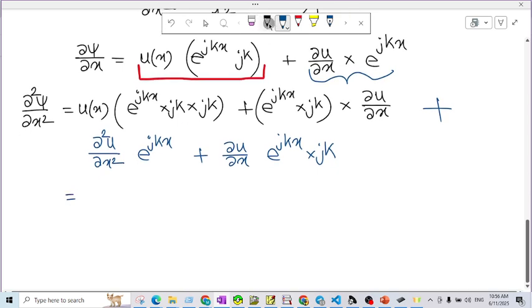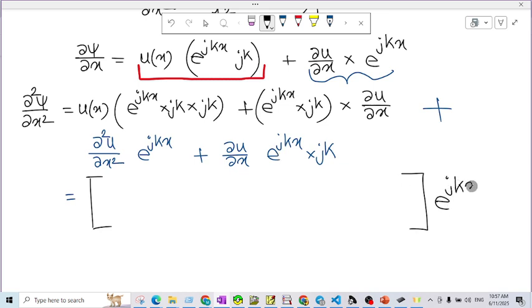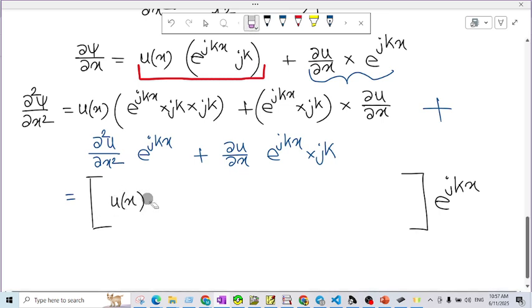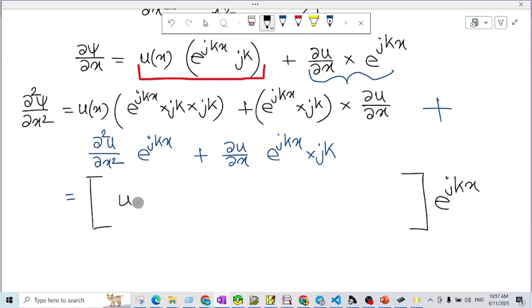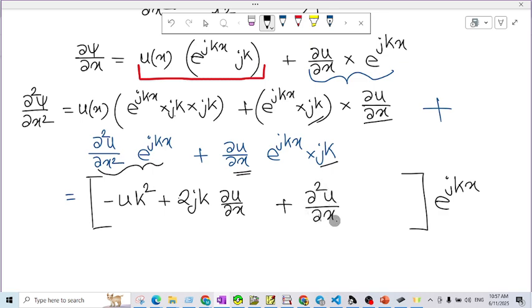Now let me take common. What you will see is that we have e to the power jkx in every term, so let's take e to the power jkx common. Then we will get u, and we know that u is a function of x. Now j square is equal to minus 1, then you have here minus k square u. And then you have jk du by dx, again jk du by dx, that means 2jk du divided by dx, and then you have only this term, d square u divided by dx square.